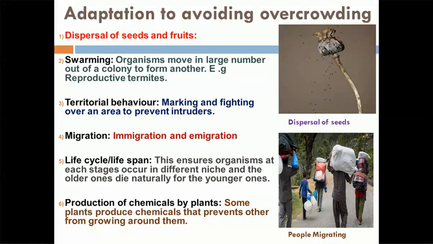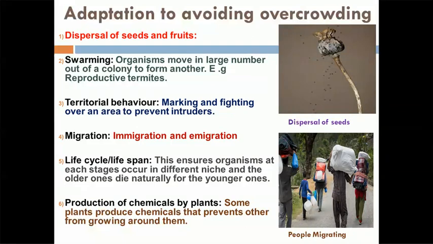Don't forget that migration can either be immigration or emigration. Immigration means organisms leaving one habitat into another, and the other habitat will get increased in population if the immigration is not controlled. That's why most countries don't like people from other countries coming into their country, because they feel it's going to increase their population. So if immigration is discouraged, of course, it helps to avoid overcrowding. The next one is emigration, where organisms leave a particular habitat for another. This definitely will help to avoid overcrowding.